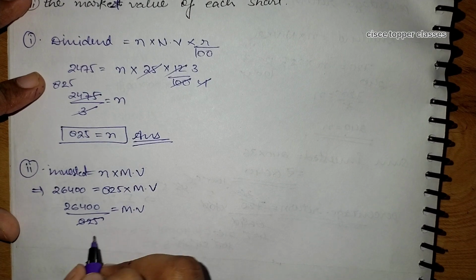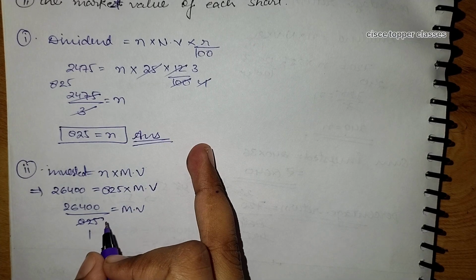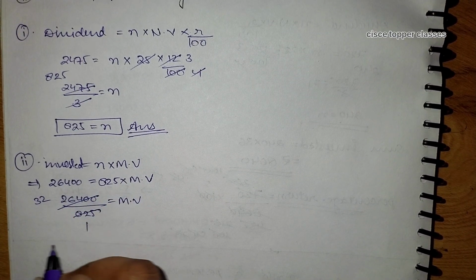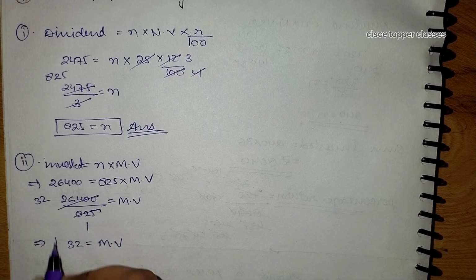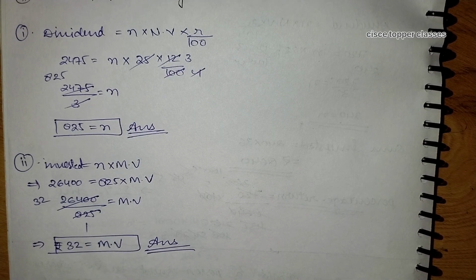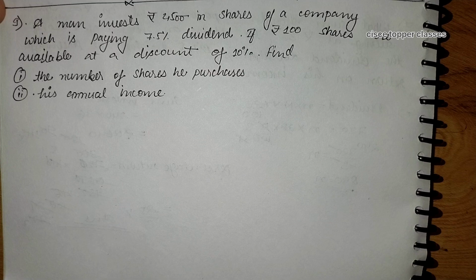On cancelling this here, we will get 825 divided by, so on cancelling this will be cancelled out by 1 and this will be cancelled out by 32. So 32 is equal to the market value in this question. 32 rupees is the market value. So this is the answer of second part in this question, and this is the final solution of question number 8. Let us solve here question number 9.